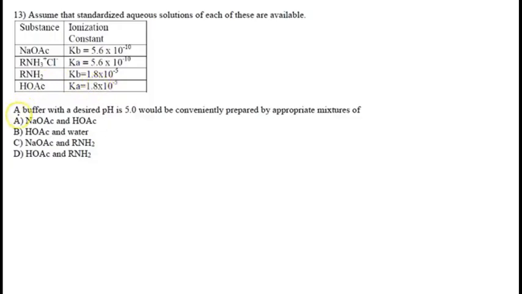All right. The question says a buffer with the desired pH of 5.0 would be conveniently prepared by appropriate mixtures of what? So they're taking the substances we know from this table, and they're going to put them into mixtures for letters A through D. Now they're telling us we want a buffer with the desired pH of 5.0. So we have to start asking ourselves some details about what buffers are, and what information we can get about trying to figure out the pH when we're making a buffer, and apply it to what we see here.